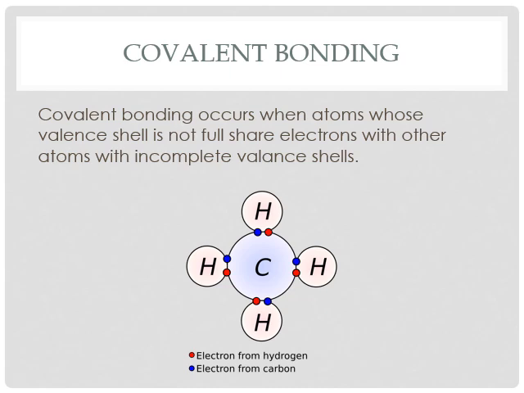Now, hydrogen is one of our exceptions to the rule, right? It only needs 2 electrons to be stable. So carbon is sharing electrons across the board. So you can see 8 electrons surrounding carbon, and each hydrogen has 2 electrons, making it stable because it's the exception to the octet rule.